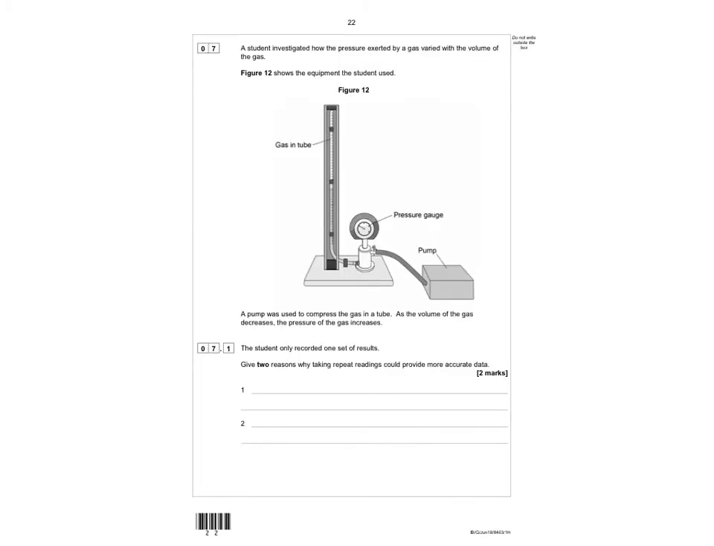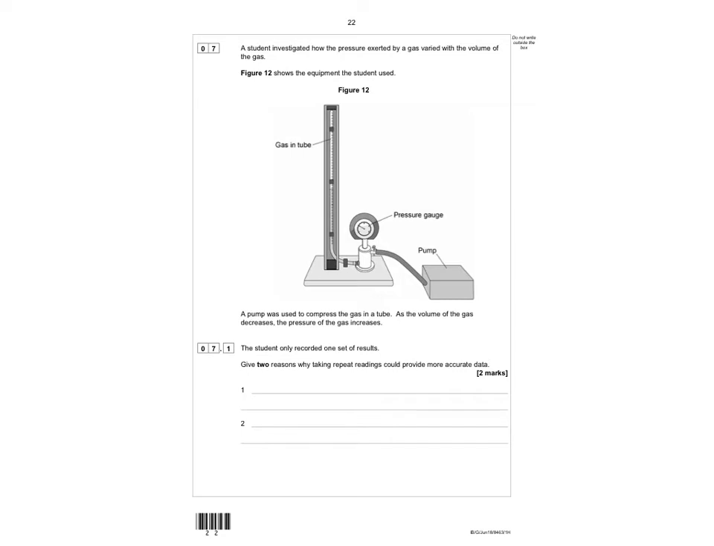Question 7. A student investigated how the pressure exerted by a gas varied with the volume of the gas. Figure 12 shows the equipment the student used. A pump was used to compress the gas in a tube. As the volume of the gas decreased, the pressure of the gas increased.